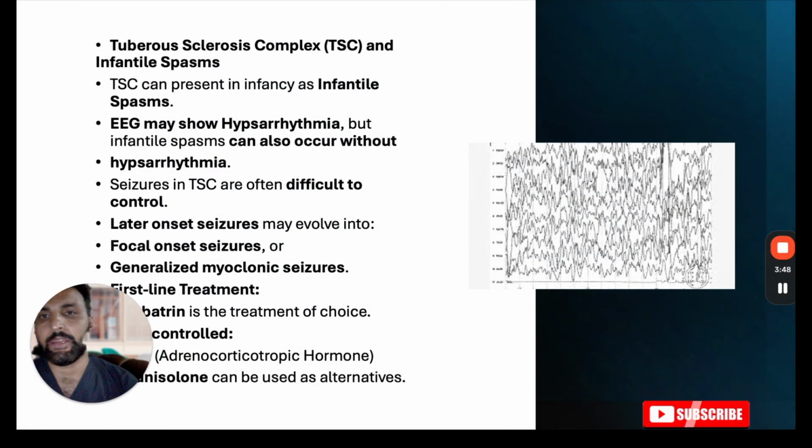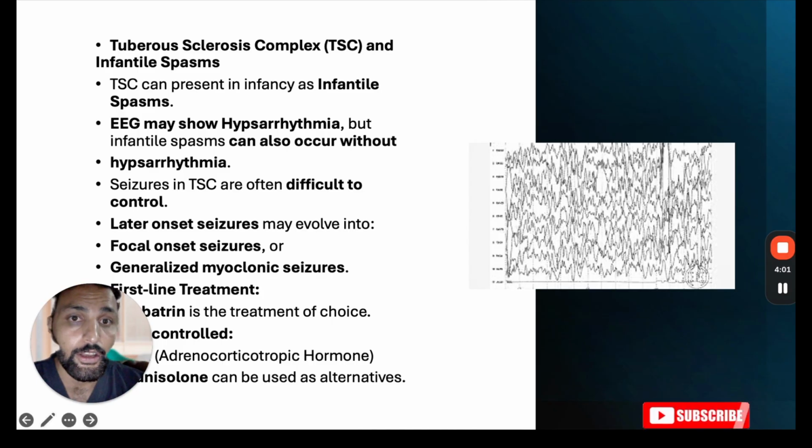Tuberous sclerosis complex and infantile spasm. Tuberous sclerosis can present in infancy as infantile spasm. EEG may show hypsarrhythmia, but infantile spasm can also occur without hypsarrhythmia. You can see in this EEG, there is a pattern you can appreciate. So there is hypsarrhythmia. Seizures in tuberous sclerosis are often difficult to control.